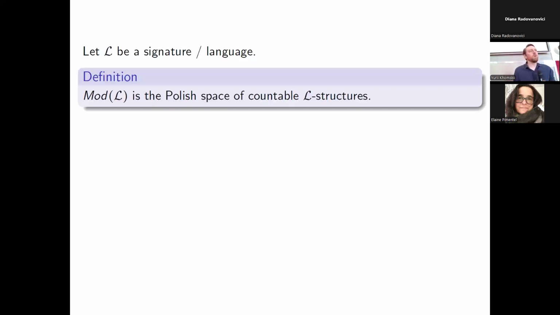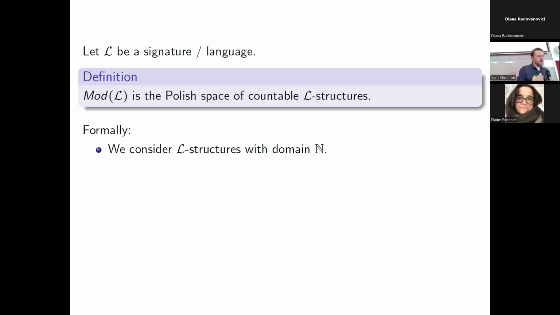The one we'll be working with a lot is we're going to fix some language or signature L, and we're going to look at the space of all the different L structures. We're going to call this Mod(L). Maybe first I should say, what do I mean by countable L structures? Really, you should think of Mod(L) as structures as they might be presented as input to a computer. So their domain, we're going to take to be the natural numbers. You could think of it really as picking some countable set of symbols for the domain.